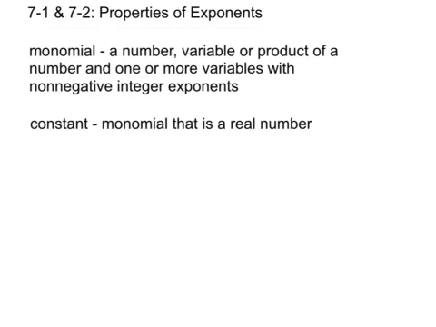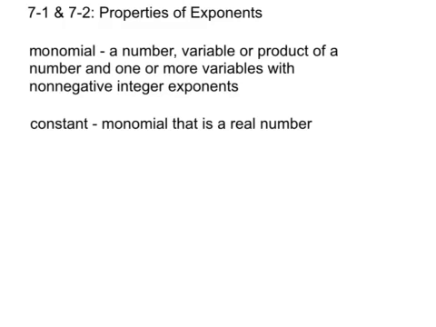Actually, before we start our first examples, we need to have a couple of definitions. First, a monomial. In this chapter, we're going to be talking about monomials and polynomials. If you just look at your roots, mono is one, and poly is many. So a monomial is a number, variable, or a product of a number and one or more variables with non-negative integer exponents. So I'll give you an example of a monomial.